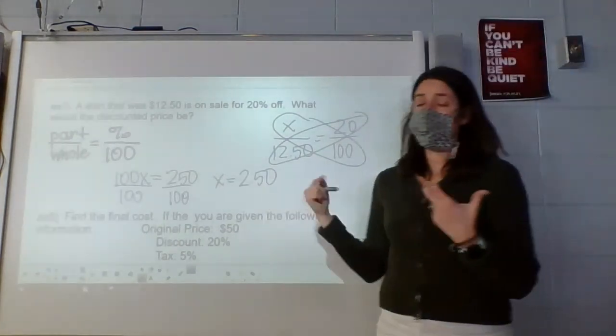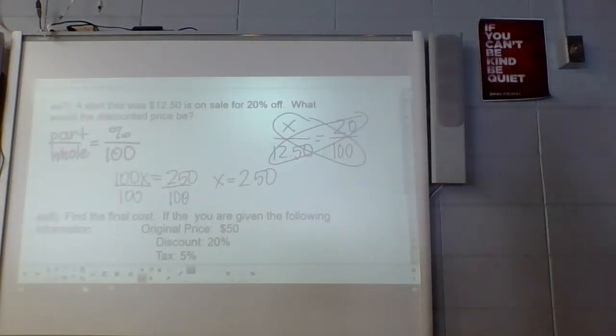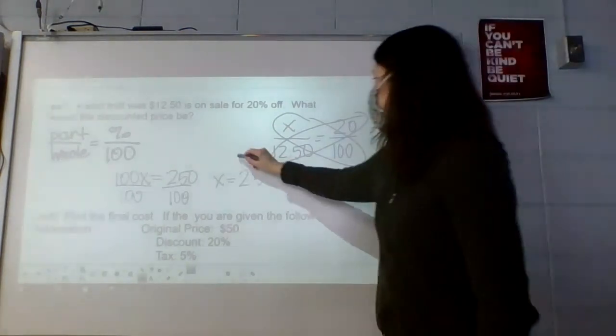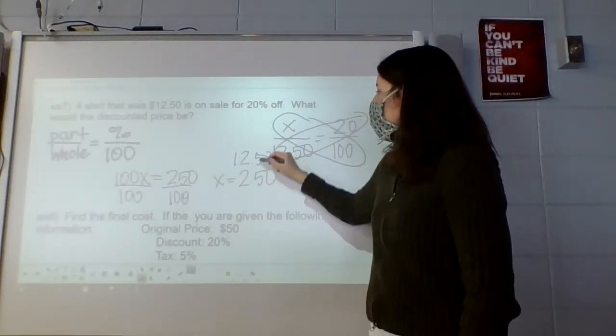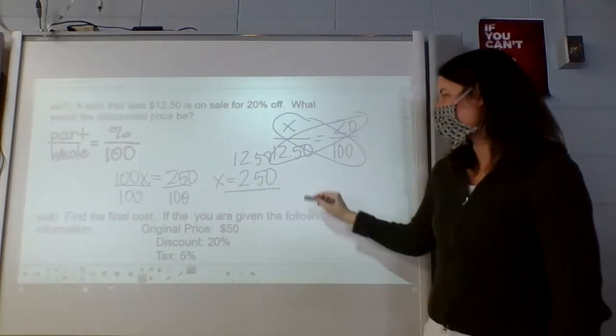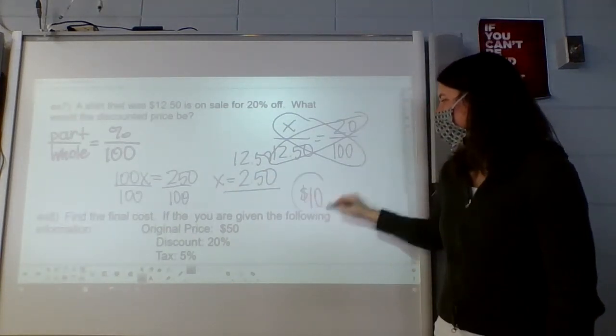So it's a discounted price. It better not get more expensive. It's going to take that price off. So off of $12.50, we're going to take that away, so it's going to end up being a $10 shirt.